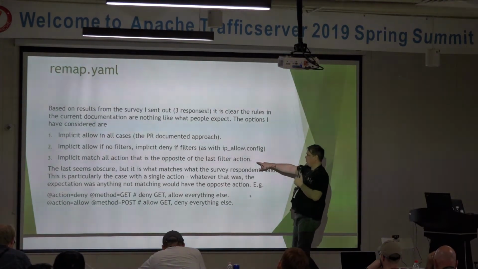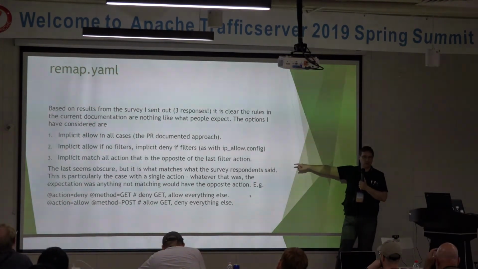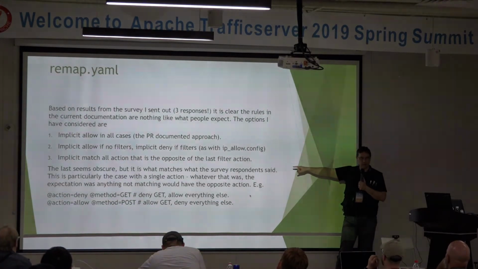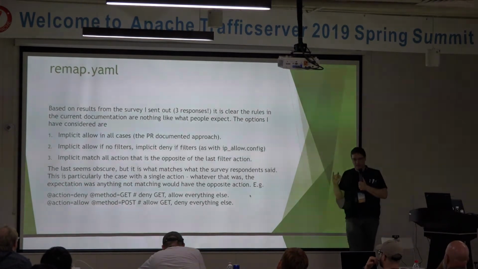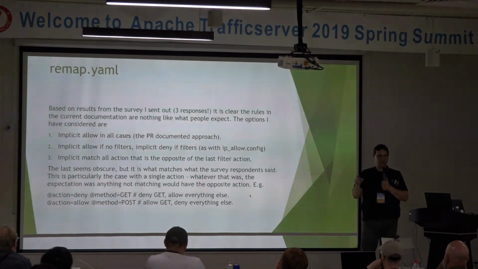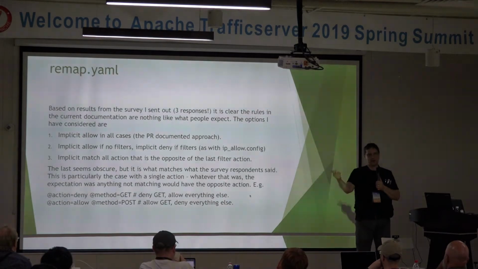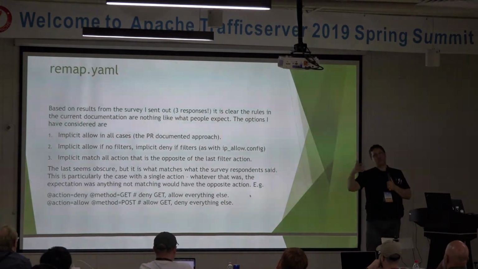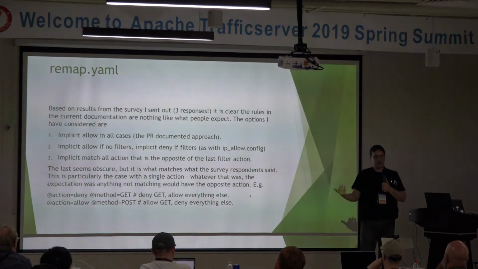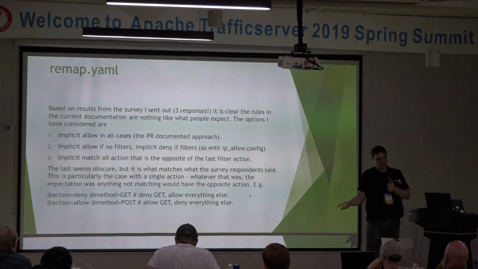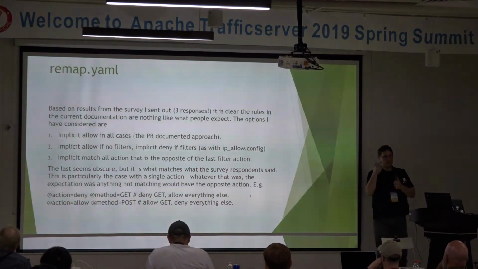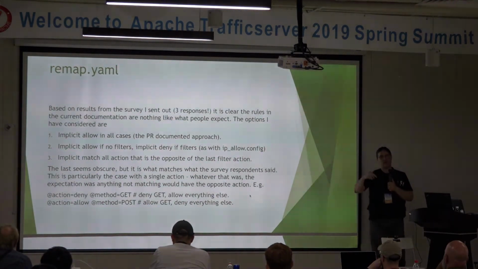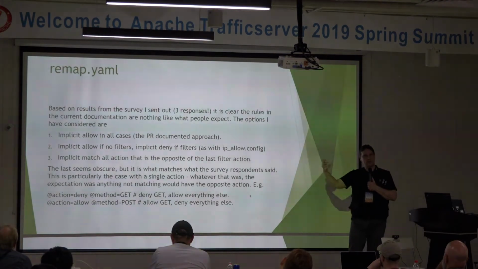This rule seems a little weird, but this is the rule, as far as I can tell, that all three people who responded were following. What they seem to expect is that if I have action, action, action, whatever that last action was, everything else gets the opposite of it. So if I say allow this, then they expect there to be a deny. But if I say deny this, then they expect it to be an allow after that. And if they say allow, deny, then they seem to expect everything that wasn't denied in that last one to be allowed. Does that make any sense?